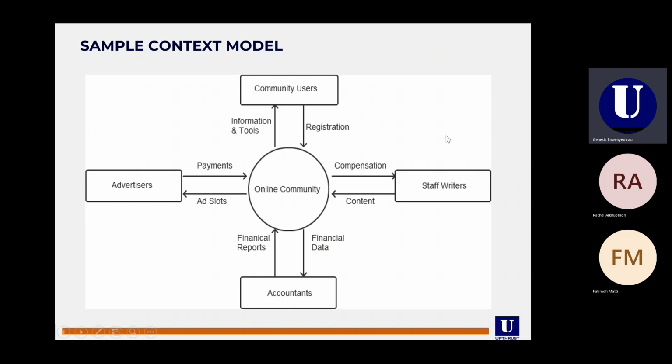And what information does Medium give to community users? That is readers like you and I. It gives them information, that is content, and also tools that they can use to become better or help themselves. Then we have the staff writers, or you can call them content writers. What information do they provide to Medium or the online community? They provide information such as content that they write.